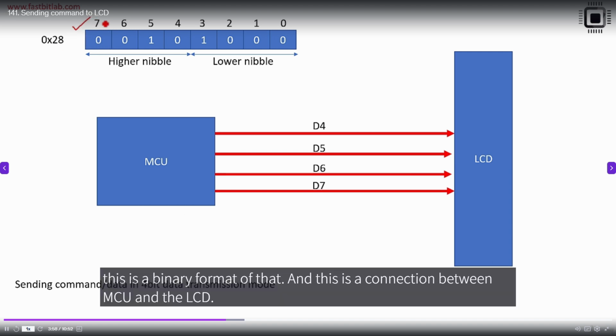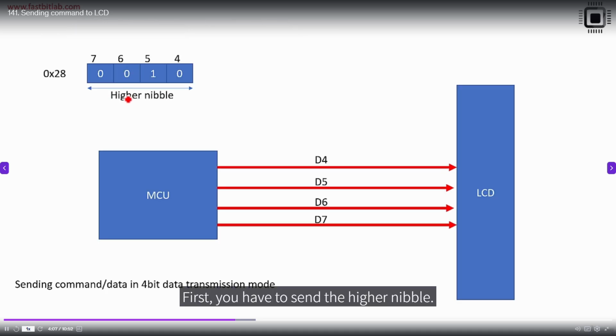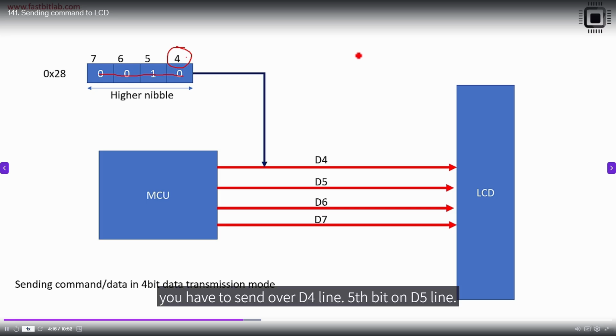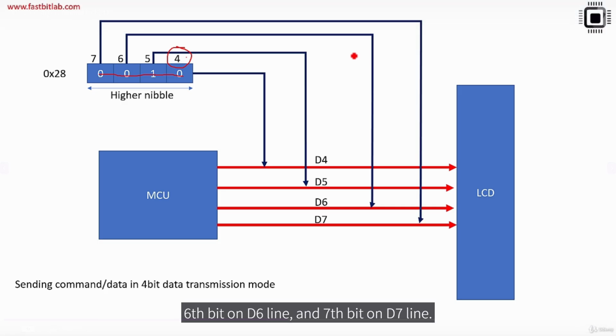So let's say your command code is 0x28. This is a binary format of that. And this is a connection between MCU and the LCD. So 4 lines are used, D4 to D7. First, you have to send the higher nibble. This is the data of the higher nibble. So the 4th bit you have to send over D4 line, 5th bit on D5 line, 6th bit on D6 line, and 7th bit on D7 line.